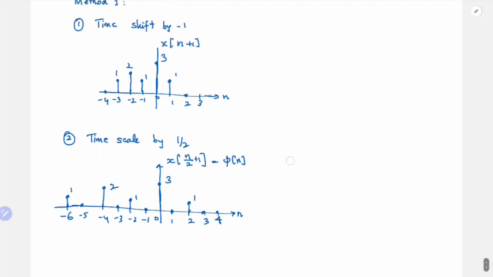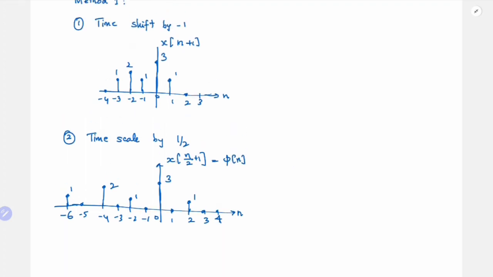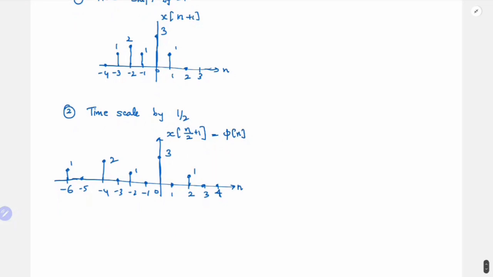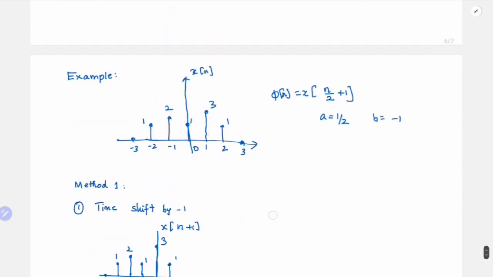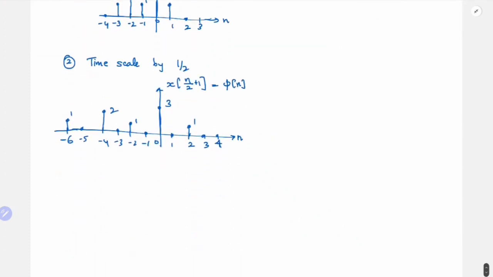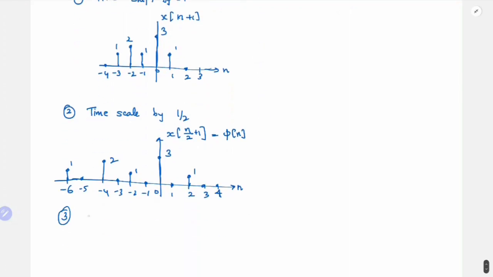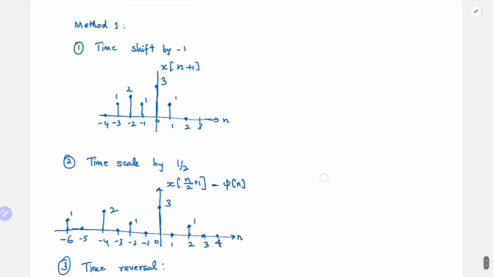To verify, you can just substitute and see. Let's say phi of 0, it should be equal to x of 1. So x of 1 is nothing but 3. Is it equal to phi of 0? Yes, it is equal. And some other thing also you can put. N equal to 2. 2 by 2 is 1. Phi of 2 is equal to x of 2. So x of 2 is 1, and phi of 2 is also 1. So we can verify this way also. So my time reversal is not required. Otherwise, if it is minus n by 2, you have to just reflect it about the y-axis.